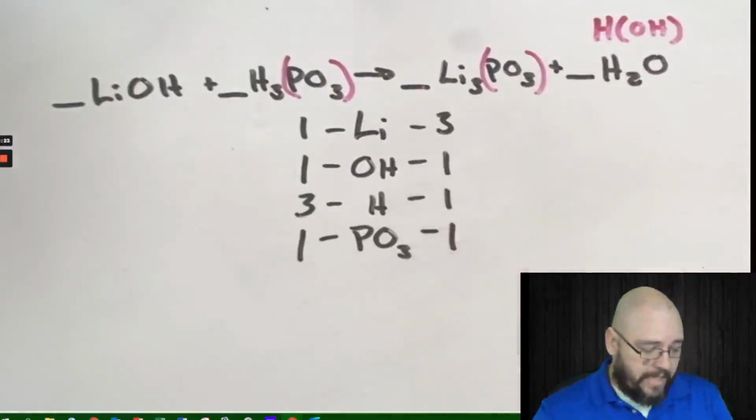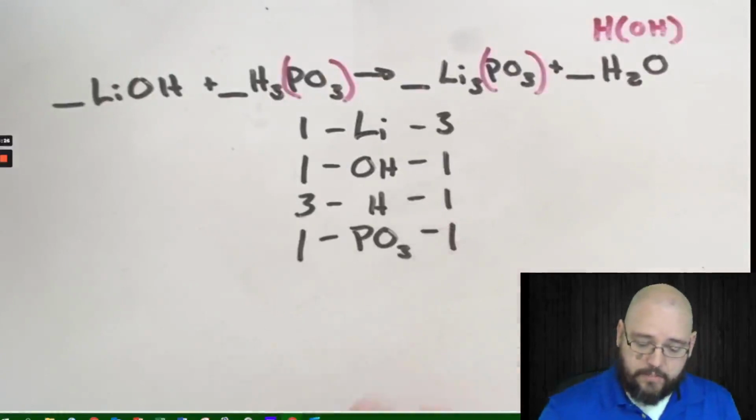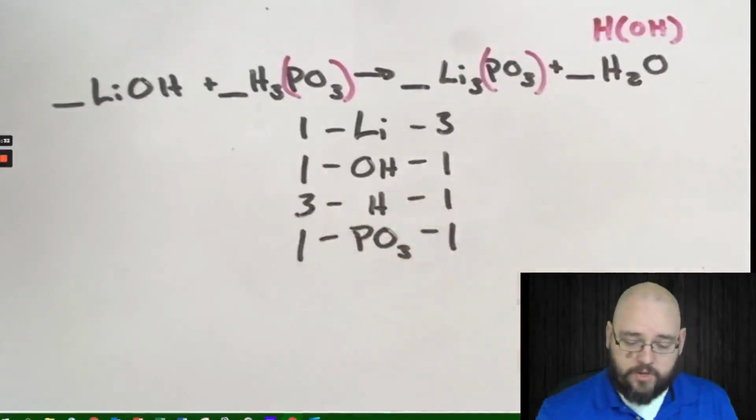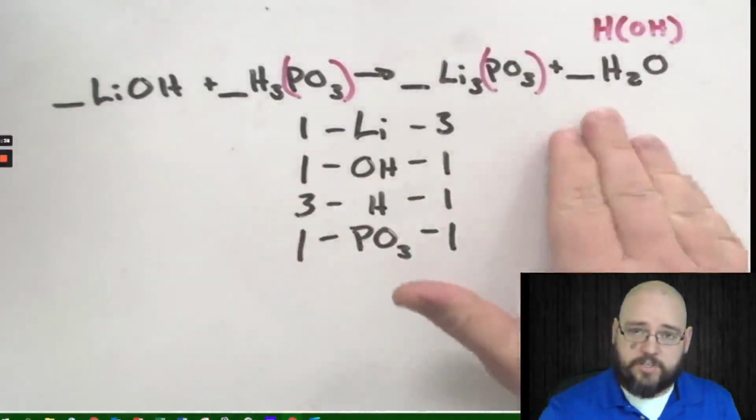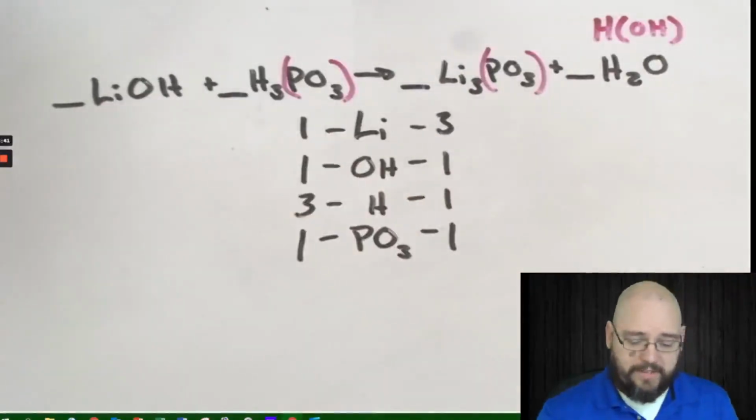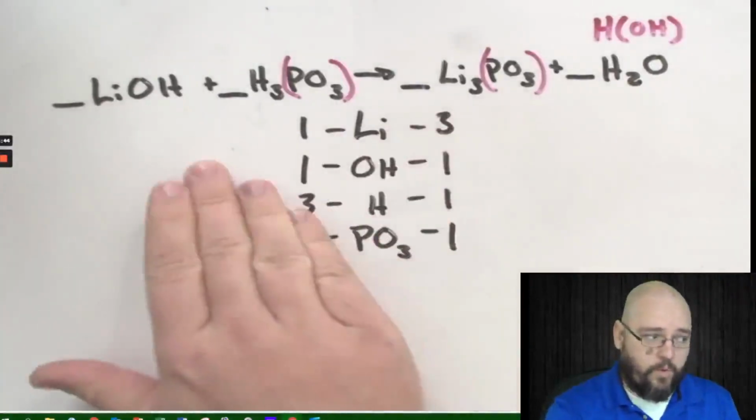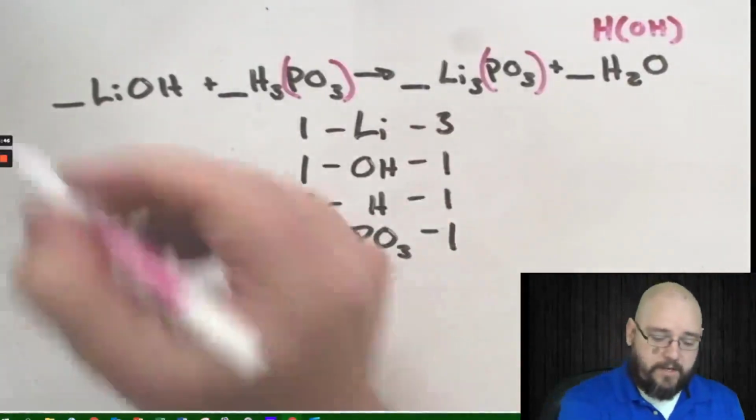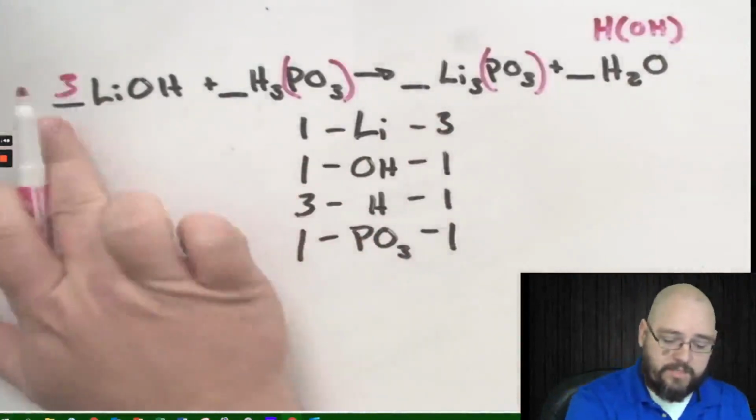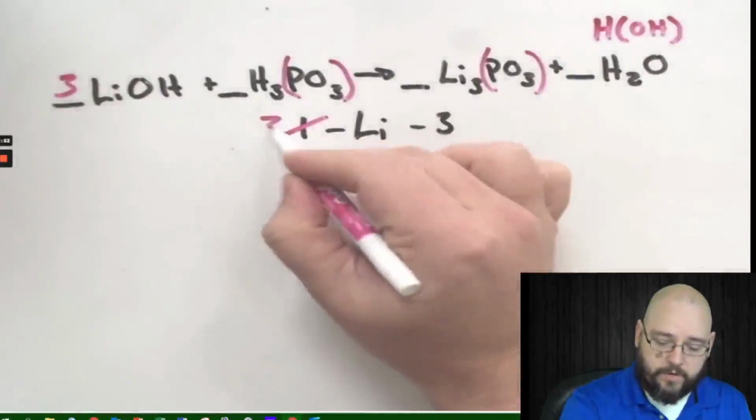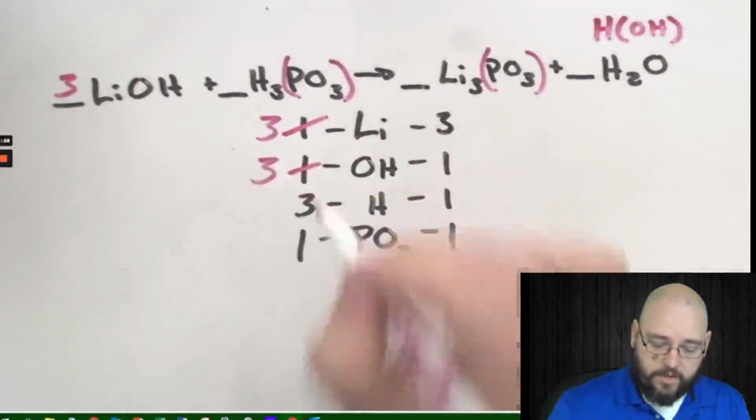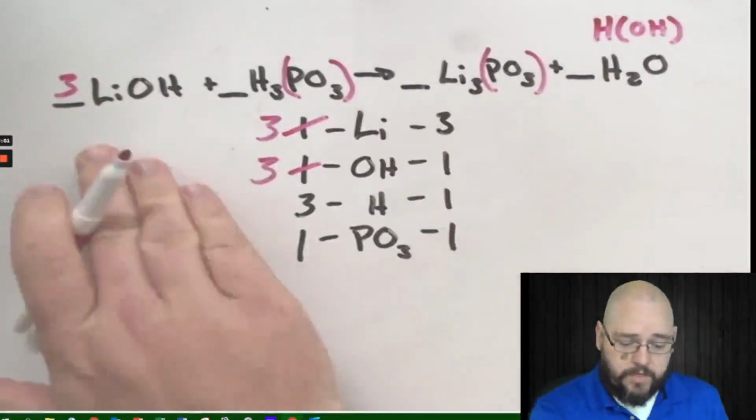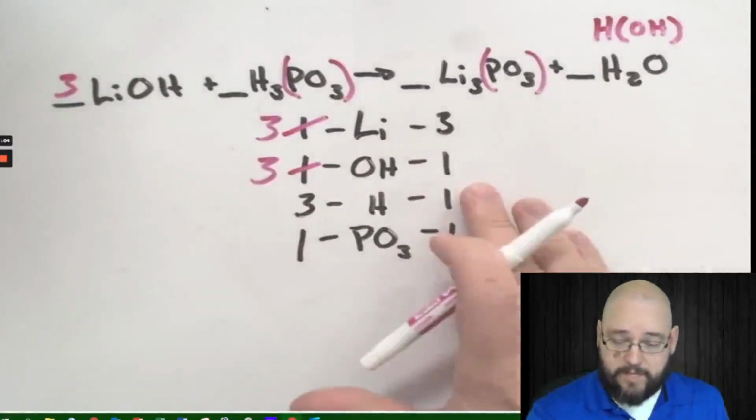So now, in order to get this to be balanced, my hydroxides and my phosphites are already balanced. My lithium and my hydrogens are not. So I always like to do the things that are not part of water first. Hydrogen is part of water, so I'm going to balance my lithiums first. I have 3 on the right, 1 on the left. So I'm going to multiply this one by 3, so that gives me 3 lithiums over here, but it also multiplies my hydroxides. So I have 3 hydroxides on the left now also. So it balanced my lithiums, but it unbalanced my hydroxides.